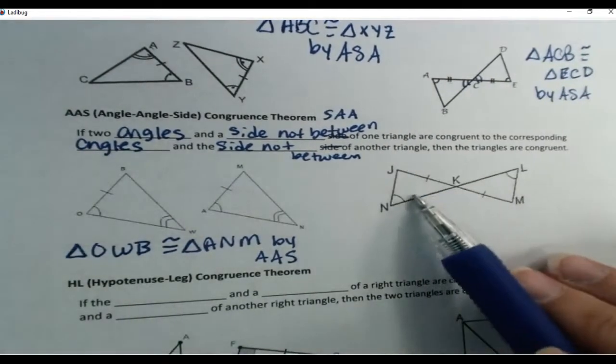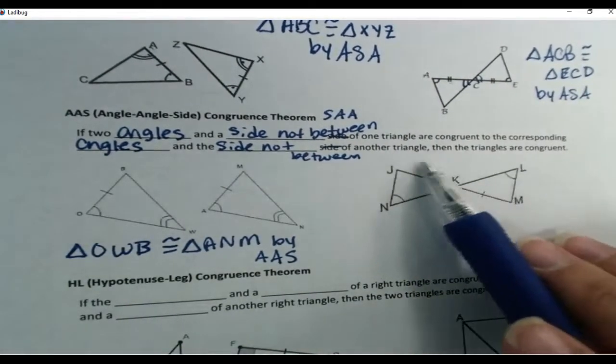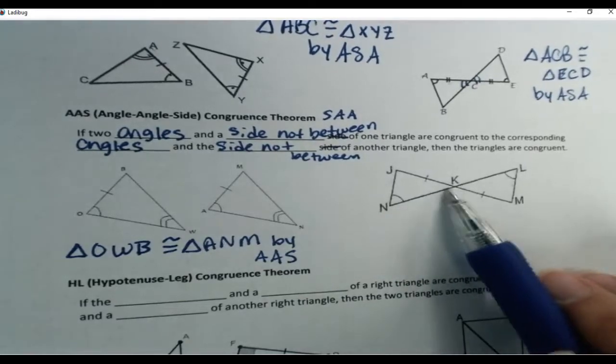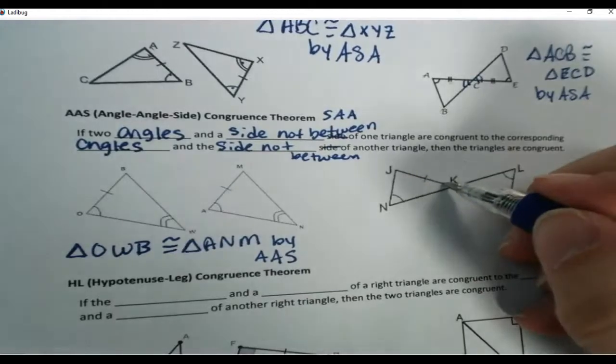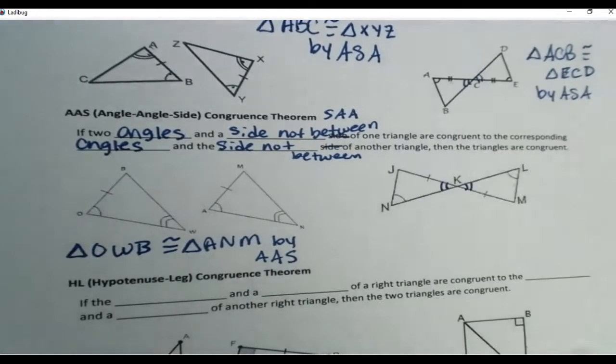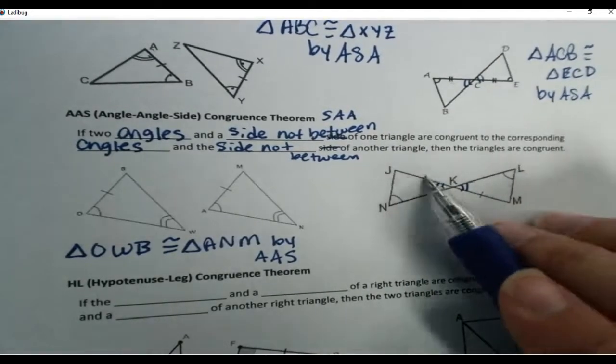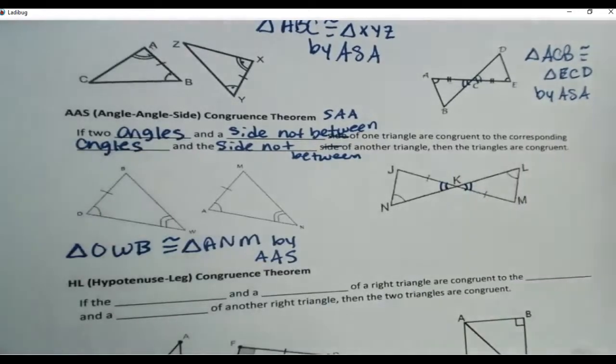Alrighty, so on this one, we've got N and L are equal. We've got side JK and MK. But what do I know about these middle ones? Yeah, they're vertical. Good. So they are also congruent. Good. So now I've got angle, angle, side. Angle, angle, side.